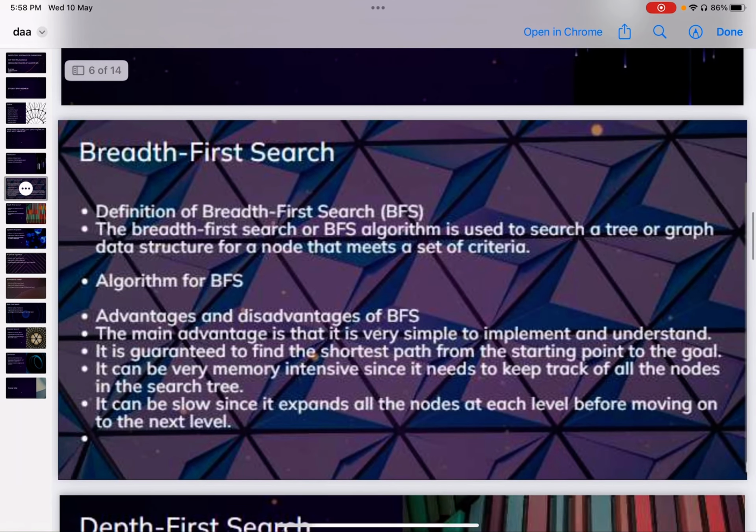First we are going to know about breadth first search. Breadth first search, BFS, is used to search a tree or a graph data structure for a node that meets a set of criteria. The algorithm uses a queue data structure to keep track of the nodes to visit next. The main advantage of BFS is that it is very simple to implement and understand. It is guaranteed to find the shortest path from the starting point to the goal. It can be very memory intensive since it needs to keep track of all the nodes in the search tree. It can be slow since it explores all the nodes at each level before moving on to the next level.